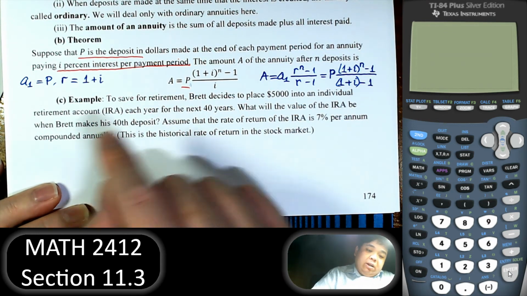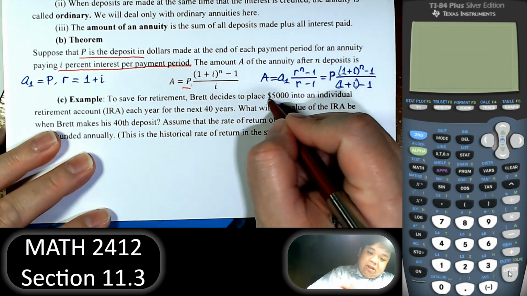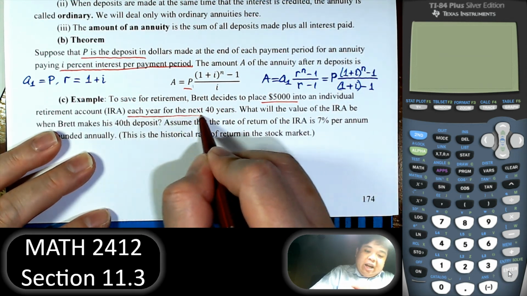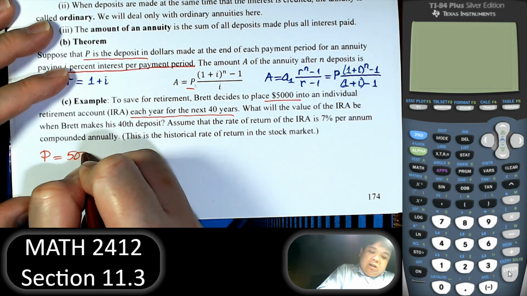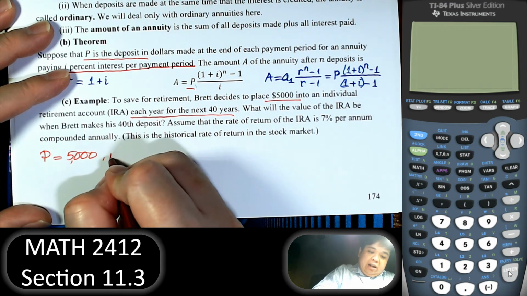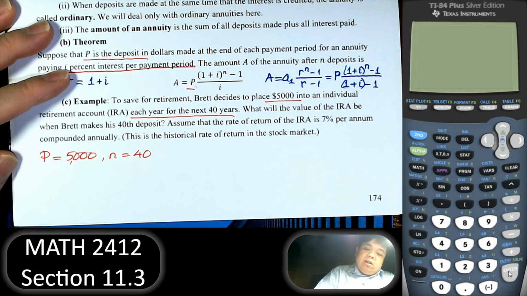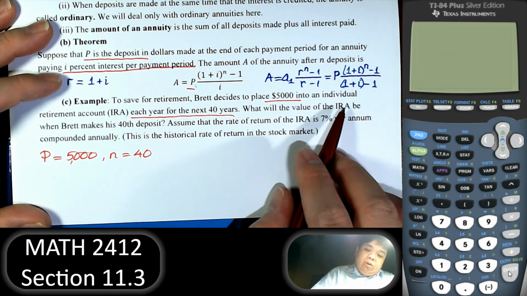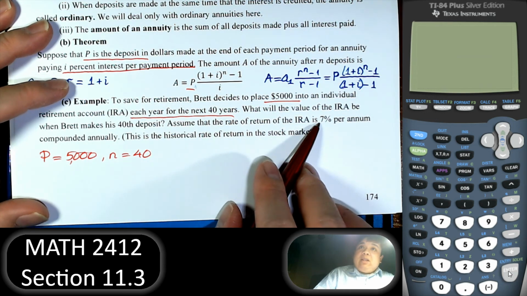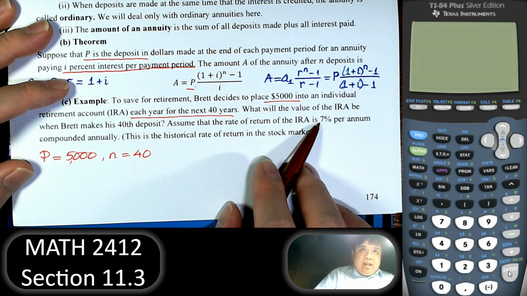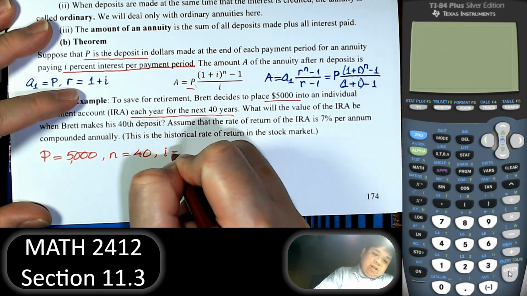To save for retirement, we place 5,000 at the end of each year for the next 40 years. So we have a few things here. The payment P is 5,000. N is 40 years. And what will be the value of the individual retirement account? Assume that it is 7% a year, and we pay each year. So the interest rate is 7%.